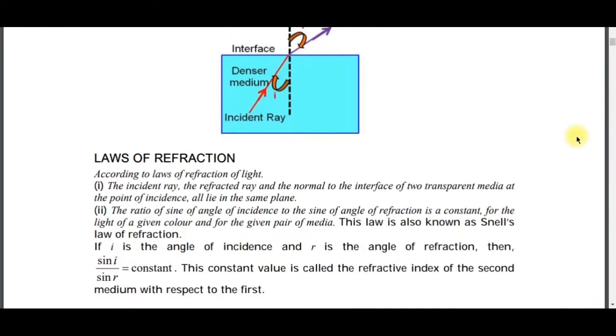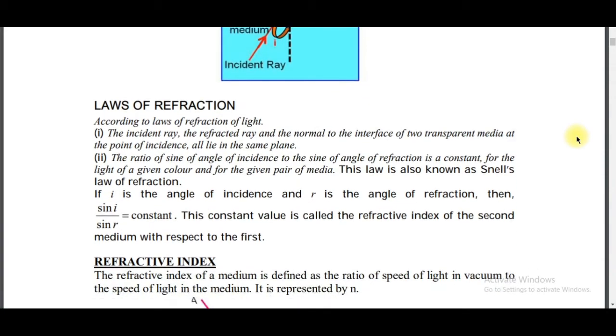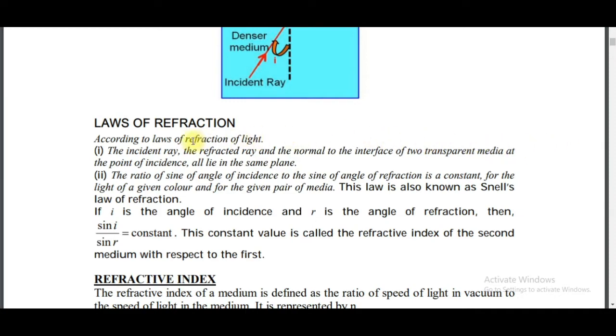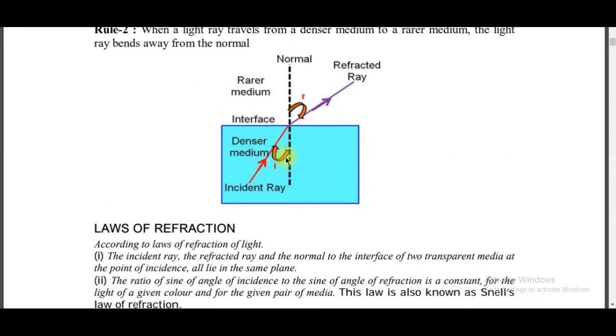Now just like we studied the law of reflection, we shall be studying the law of refraction also. According to the law of refraction, the incident ray, the refracted ray, and the normal to the interface of two transparent media at the point of incidence all lie in the same plane. This may sound confusing, but there is nothing to it. So: incident ray, normal ray, refracted ray. The interface is nothing but the line which differentiates between two transparent media. So the normal, refracted and incident rays all lie in the same plane at the point of incidence, is what they are trying to say.